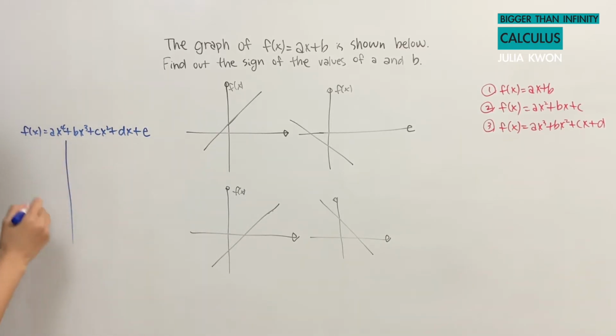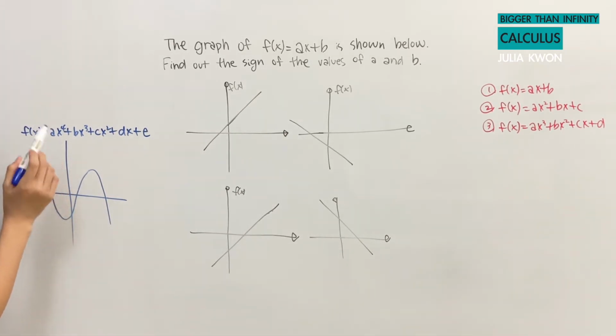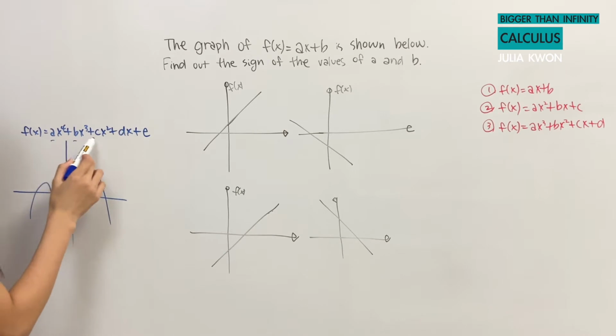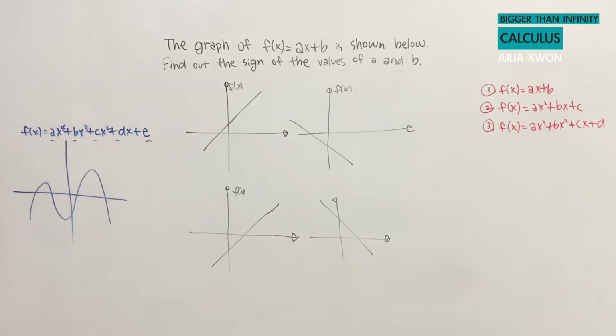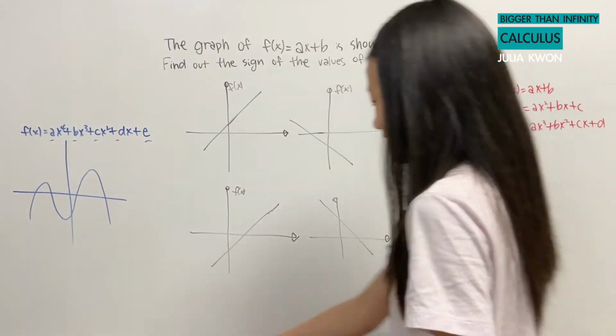So for example, here, if this function looks like this graph, then after you watch this video and the next video that I will make, you guys will be able to find out the signs of all of these constants or coefficients very easily, just by drawing a graph, or by eye, if you can.